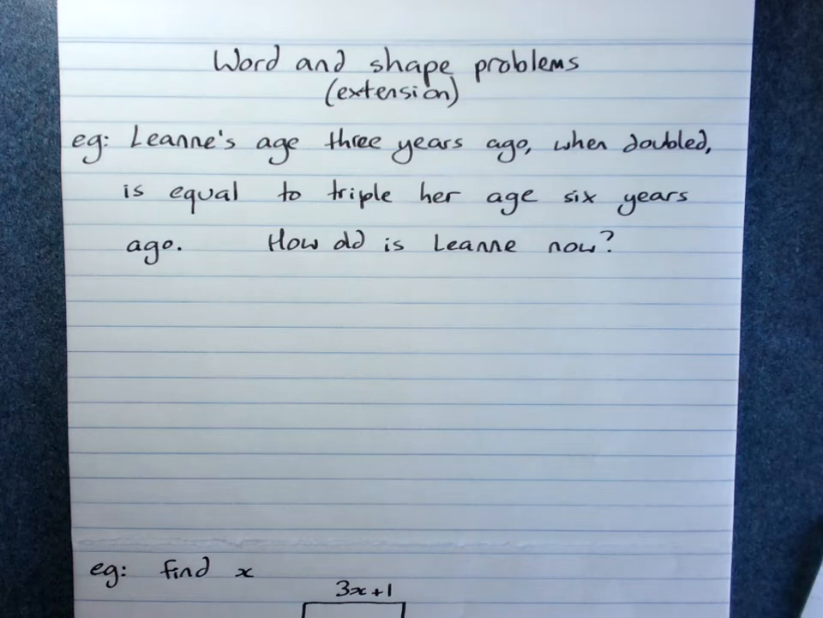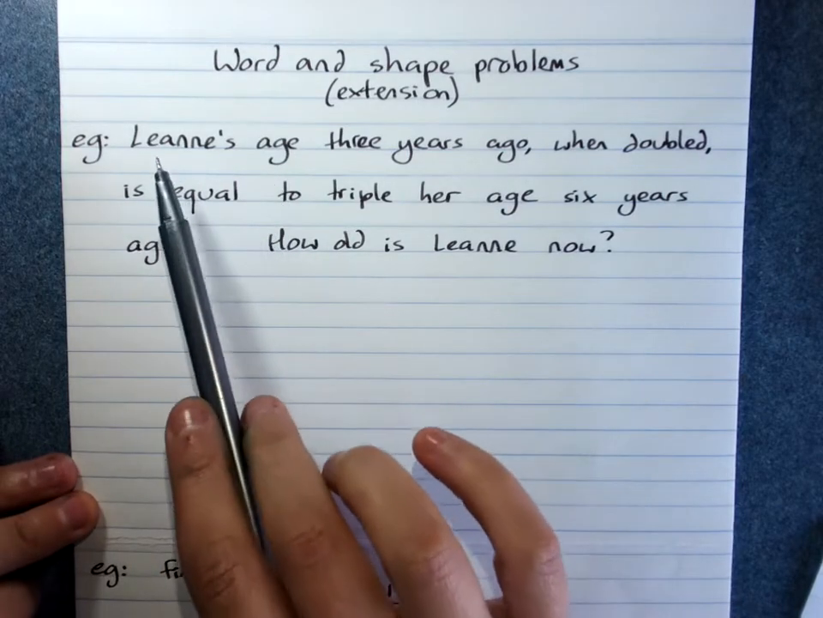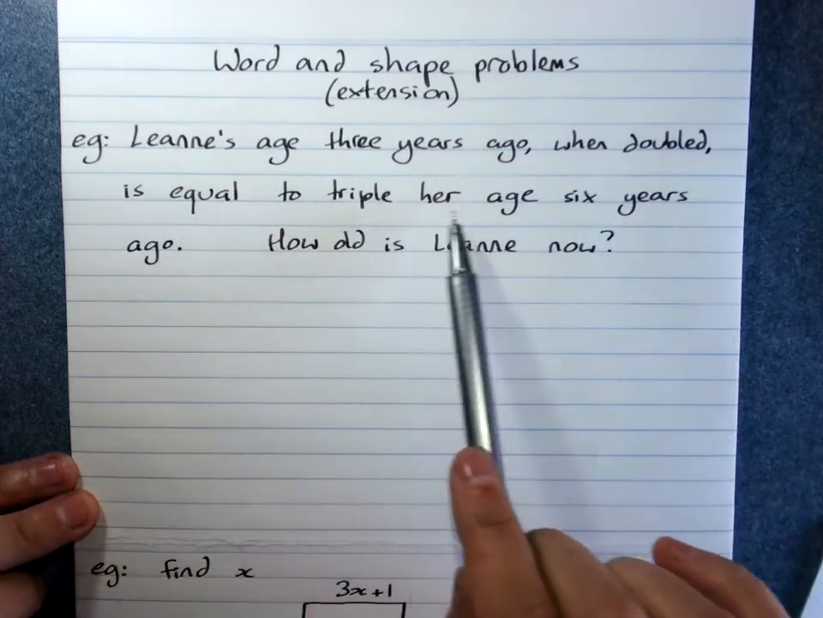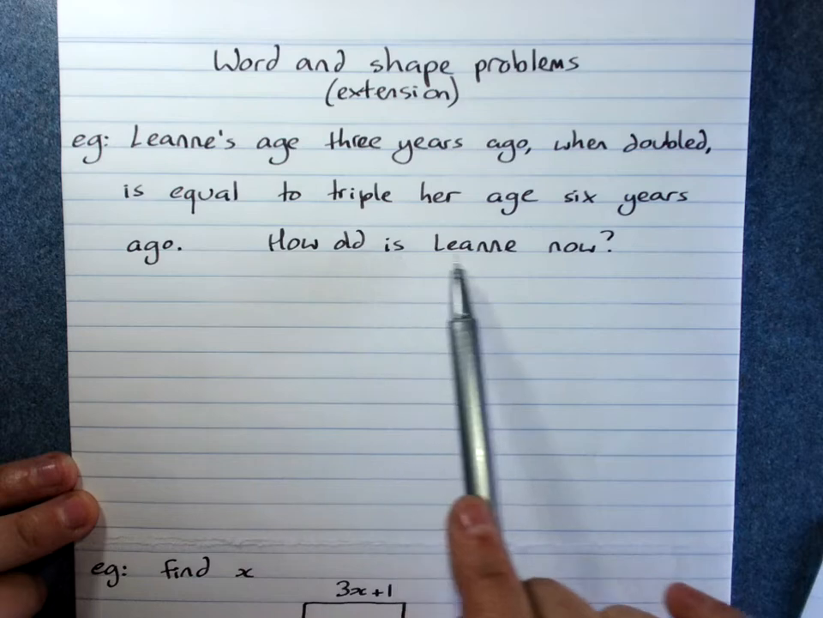and shape problems, extension and algebraic equations. This is the type of problem we'll often strike. It's age problems. Leanne's age 3 years ago, when doubled, is equal to triple her age 6 years ago. How old is Leanne now?